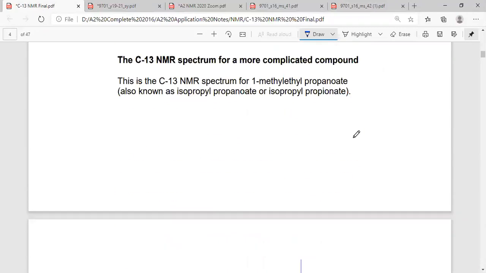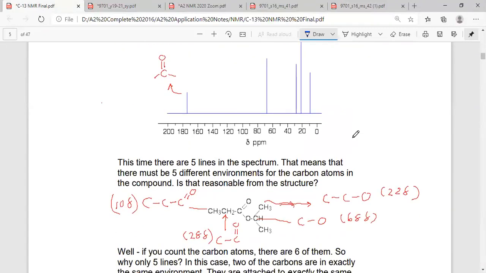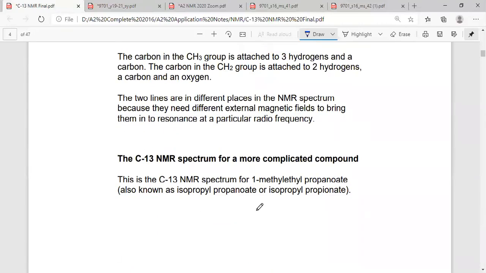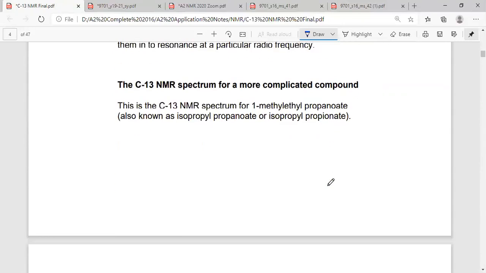Next one here. Now here, this is your name here, 1-methylethyl propanoate. You know propanoate, 3 carbons. Propanoate. Ethyl methyl propanoate is this one here. This is an ester group. Let's put it here. Ester group, propan 3.